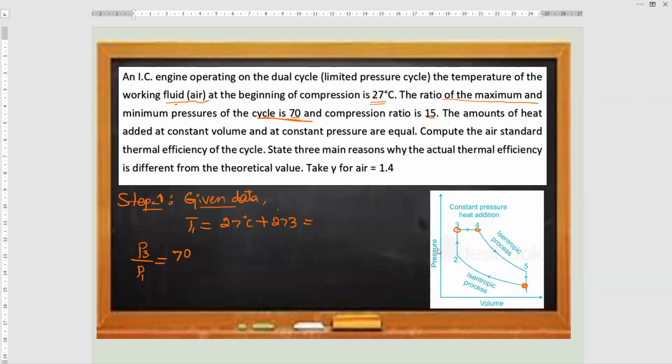Compression ratio is 15. Compression ratio will be represented with rc. That is the total volume of the cylinder, from here to here it is total volume, and here to here it is clearance volume. So total volume divided by clearance volume, that is Vc. Total volume is V1 by Vc, it is equal to 15. Okay. Next. Read the next line. What he has given.